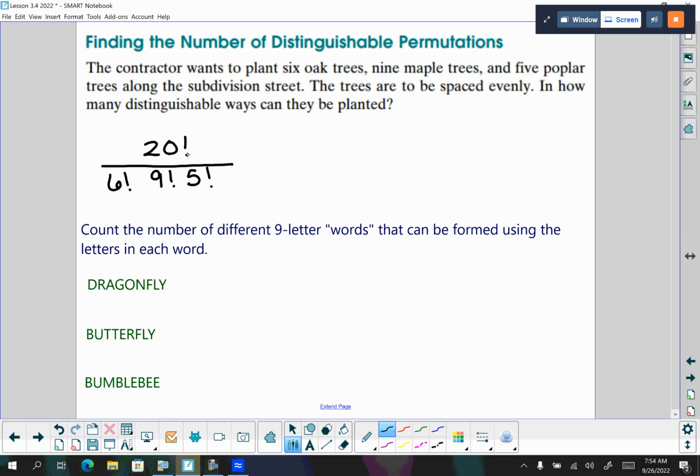That's my numerator. And then we divide. This is definitely one we want to use the calculator for. We don't want to type all of this stuff in by hand. All right, let's see.